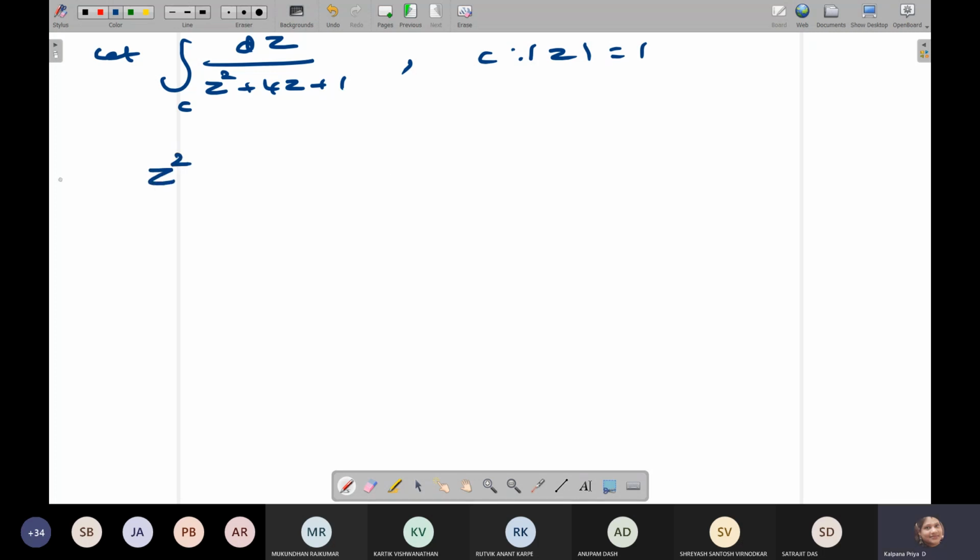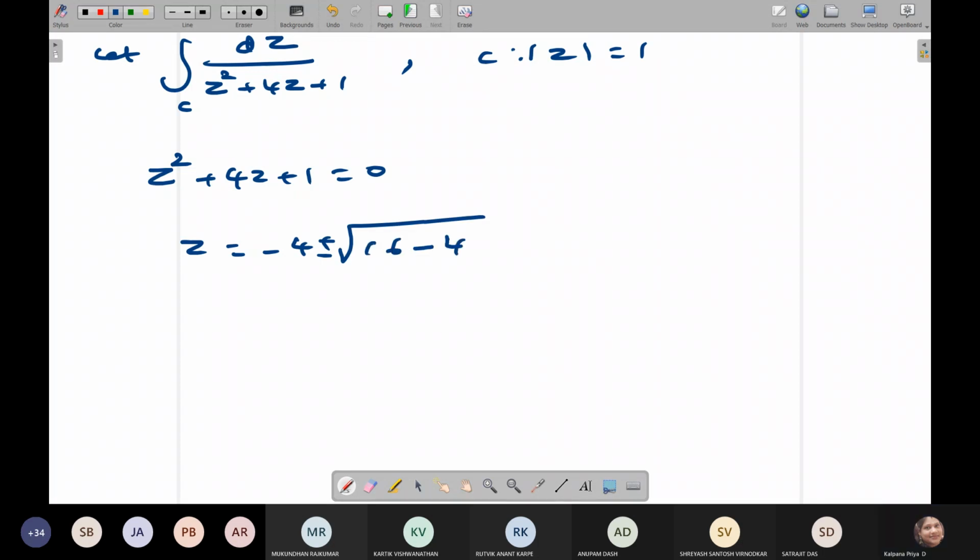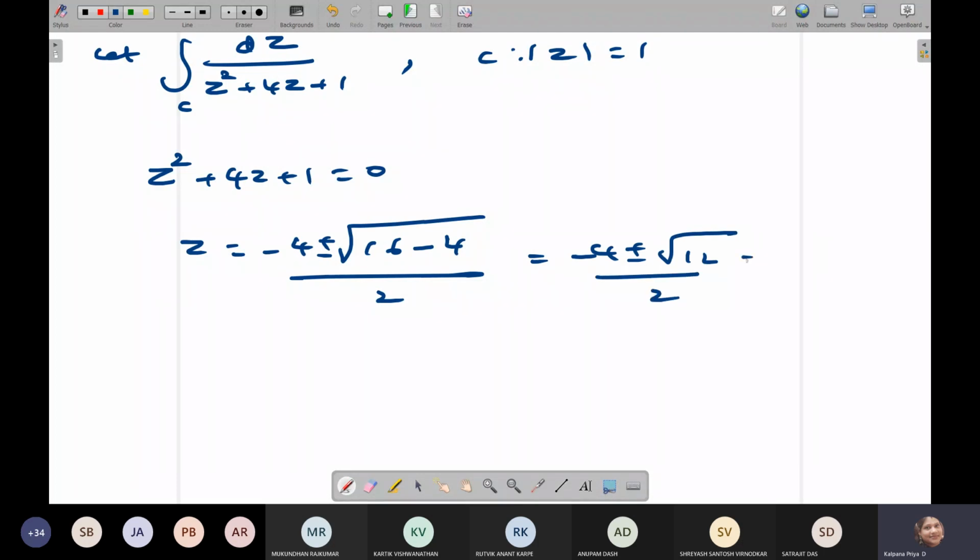Now put the denominator to 0 and solve it for z. So z equals to minus 4 plus or minus root 12 by 2. So minus 2 plus or minus 2 root 3 by 2. Therefore z equals to minus 2 plus or minus root 3. So these are the simple poles.